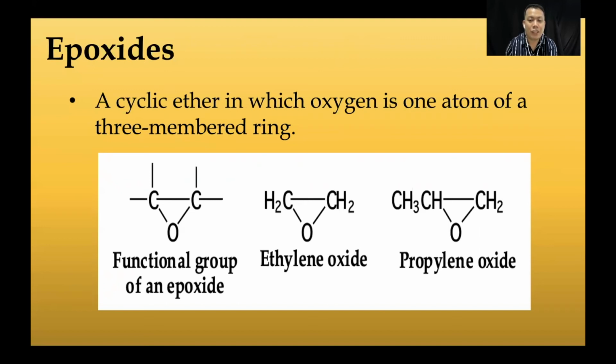Okay, so you have here ethylene oxide. Ethylene, because there are two carbons present in the formula. And then you also have propylene oxide. So you have there ethyl and then methyl. So propylene, because there are three carbon atoms. So propylene oxide.